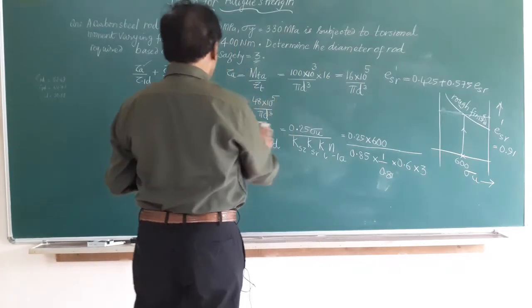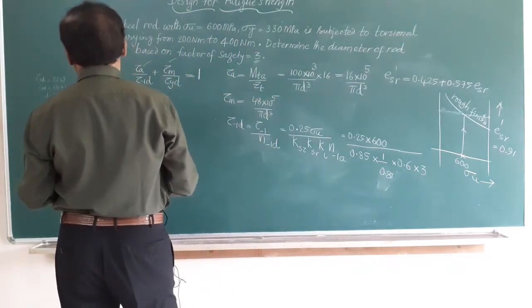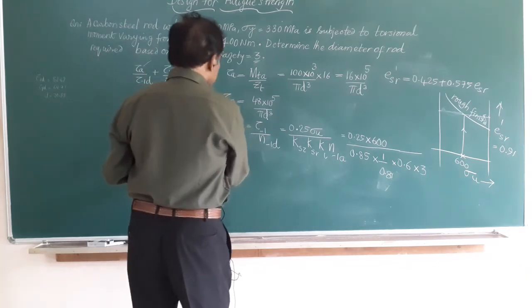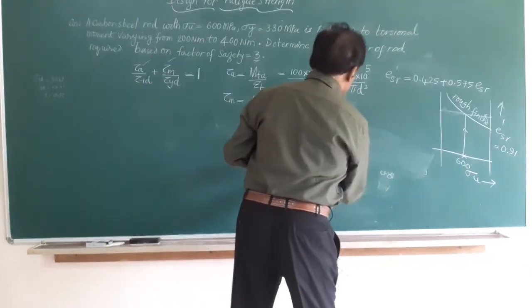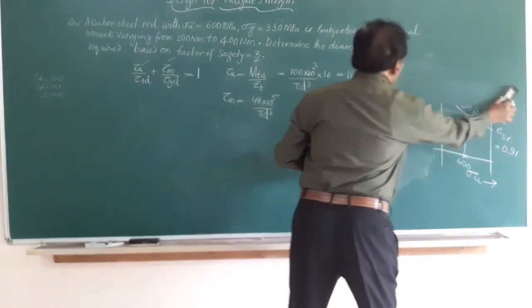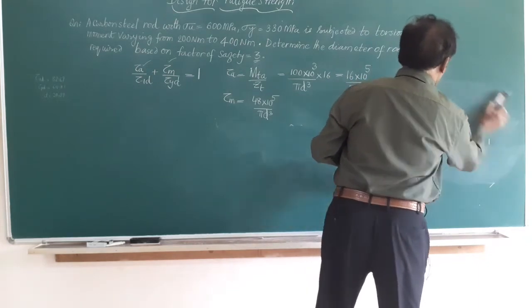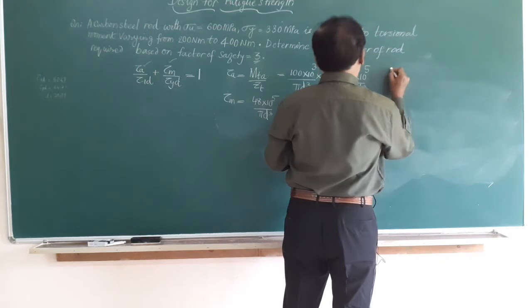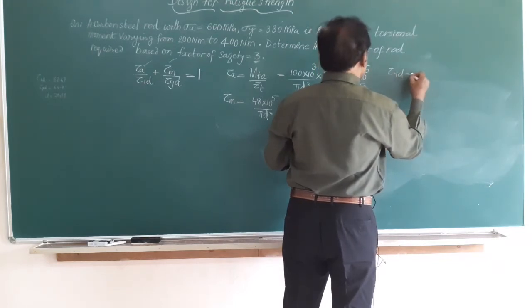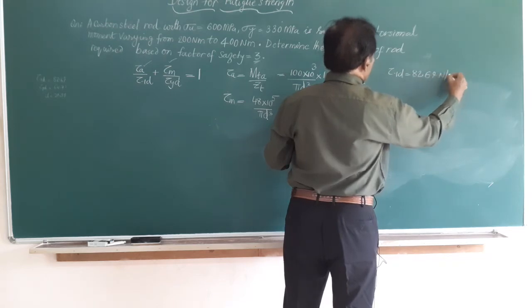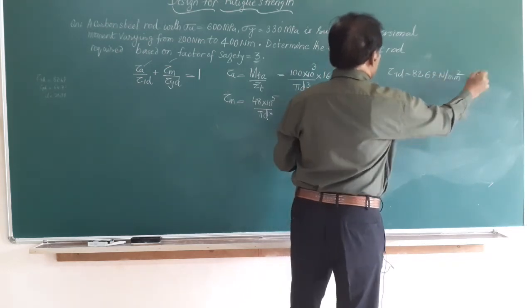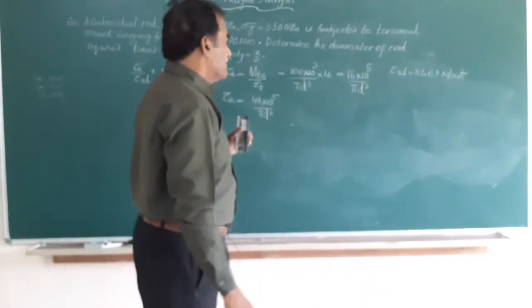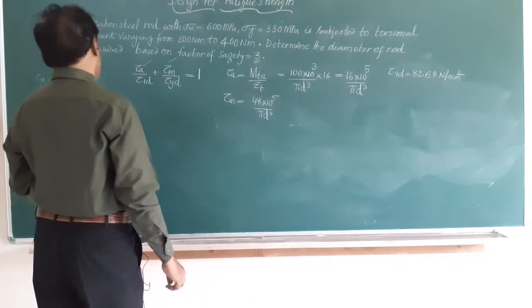Friends, if you simplify this tau minus 1d, it works out to 82.69. I'll just record it. So, sigma tau minus 1d is equal to 82.69 Newton per mm square. It is a stress, and hence the value will be in Newton per mm square or MPa.